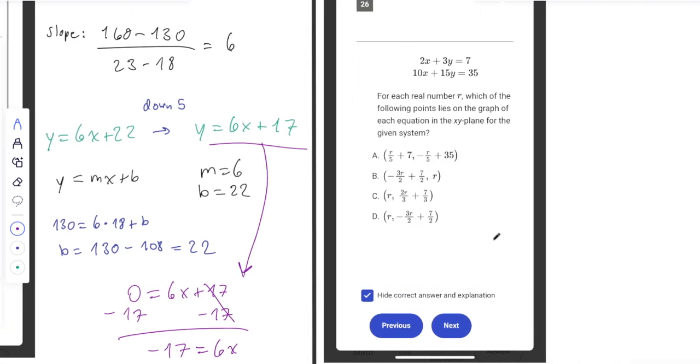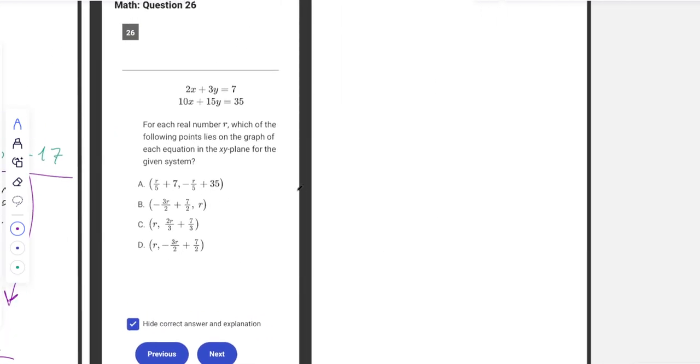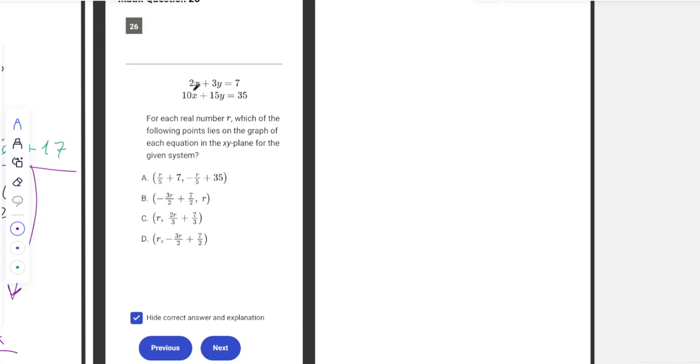Let's do the next problem that was submitted. This one says we have a system of equations, 2x plus 3y equals 7, and then we have 10x plus 15y equals 35. For each real number r, which of the following points lies on the graph of each equation in the xy plane for the given system?